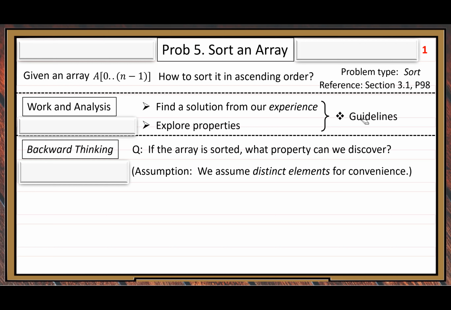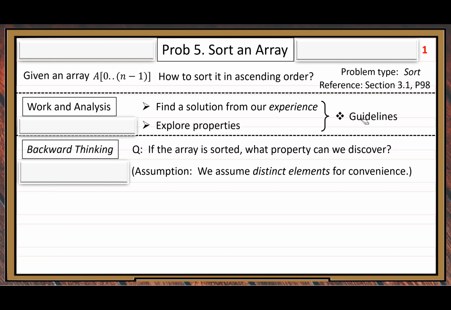Here, for simplicity, we can assume distinct elements for convenience. In real life, we cannot make this assumption. But in our solution, we can make appropriate assumptions to make our life easier, right?